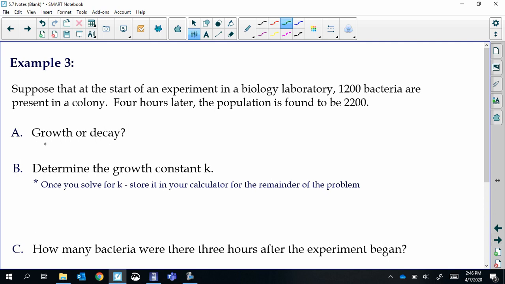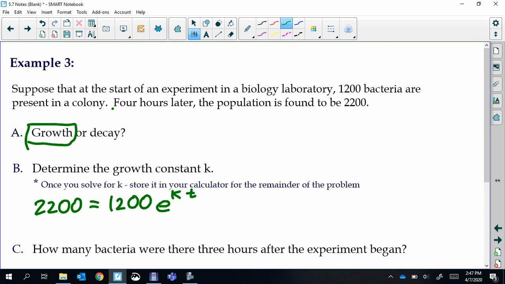All right. This one says we start a biology experiment. Starting with 1,200 bacteria, 4 hours later there's 2,200. Is it a growth or decay? Well, it went up, so it is growing. Determine the growth constant K. Whenever it says growth constant or decay constant, that means you're just finding K. So we know that we ended with 2,200. We started with 1,200, and it's e to the kt. And we are told t is 4 hours, so we can plug in a 4 right there.